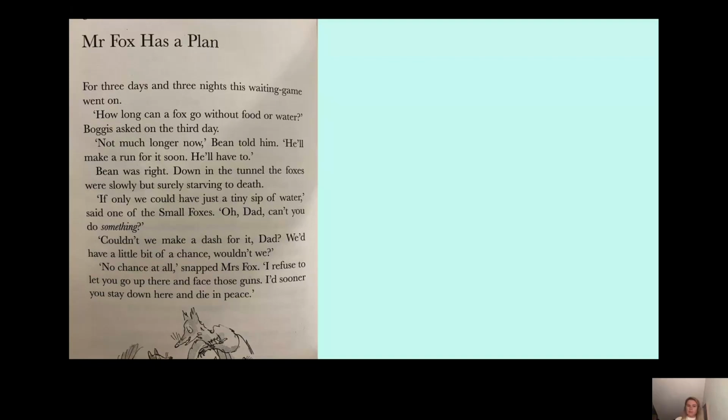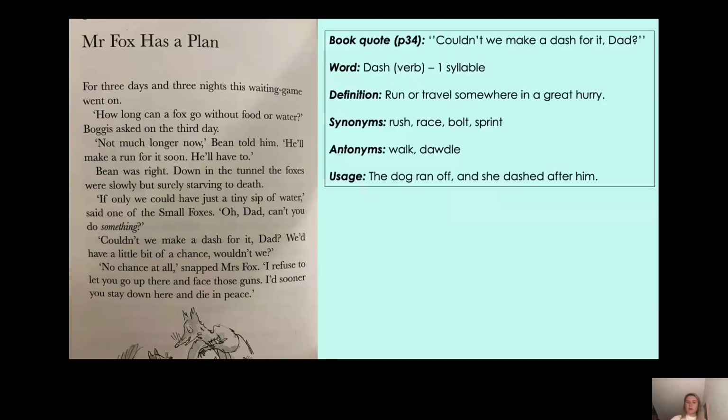So therefore, dash means to run or travel somewhere in a great hurry. So to run or travel somewhere very quickly. And the verb dash has 1 syllable. Clap along with me. Dash. And yes, synonyms of dash are rush, race, bolt. If you bolt somewhere, you go very quickly, or sprint. So if someone's running and they're sprinting, they're going the quickest that they can, the fastest that they can.